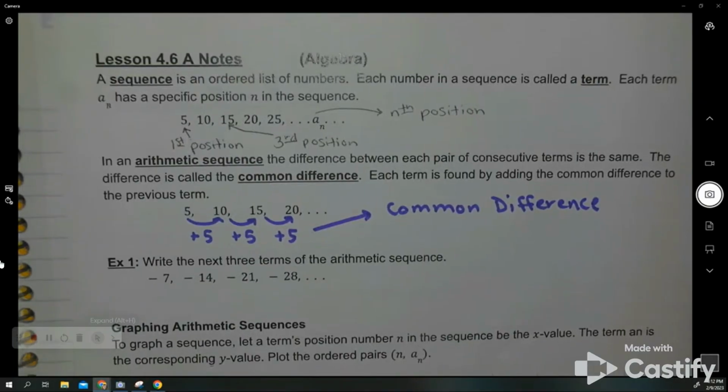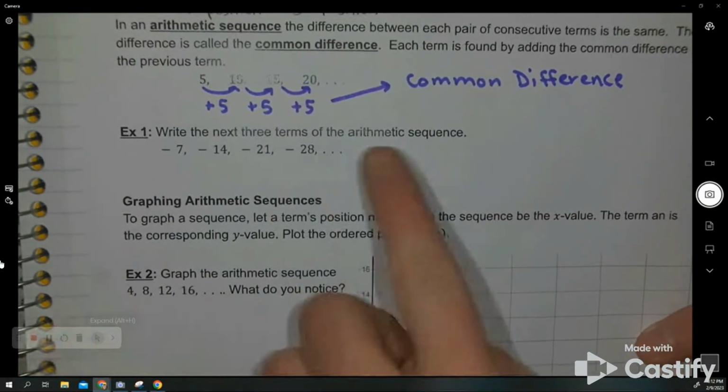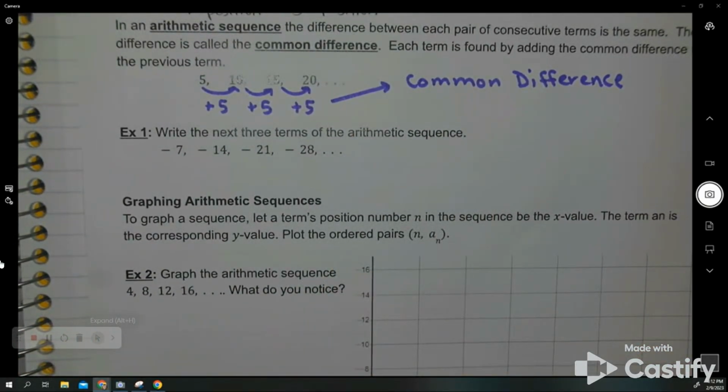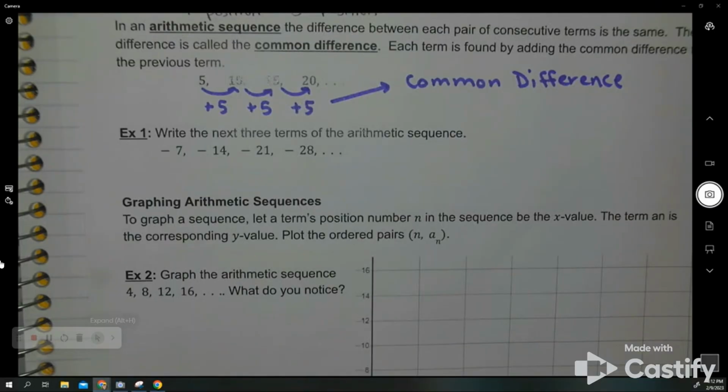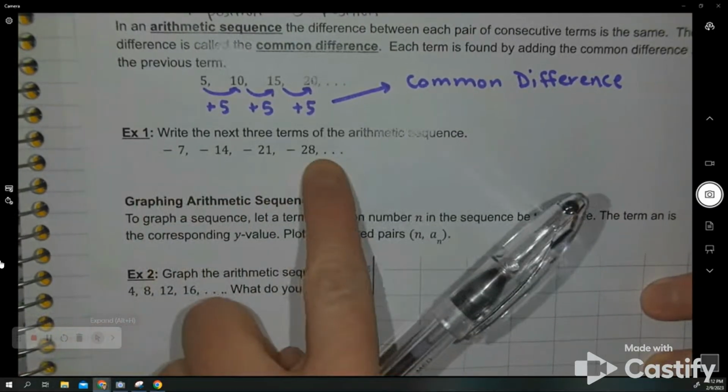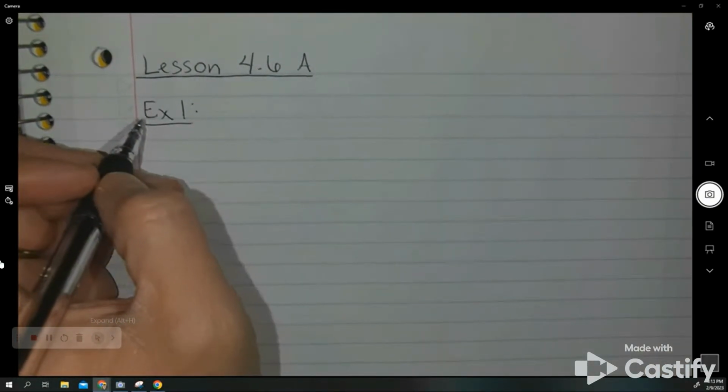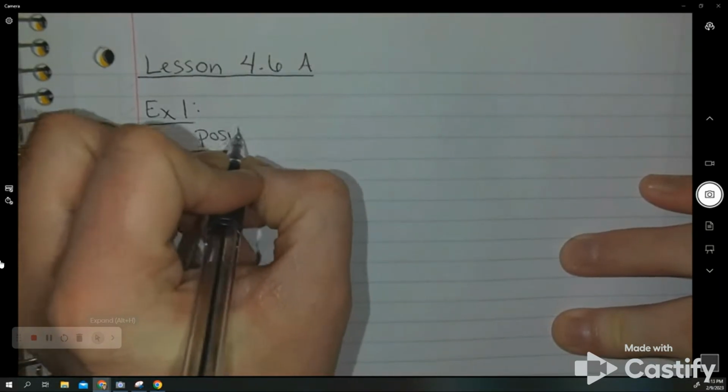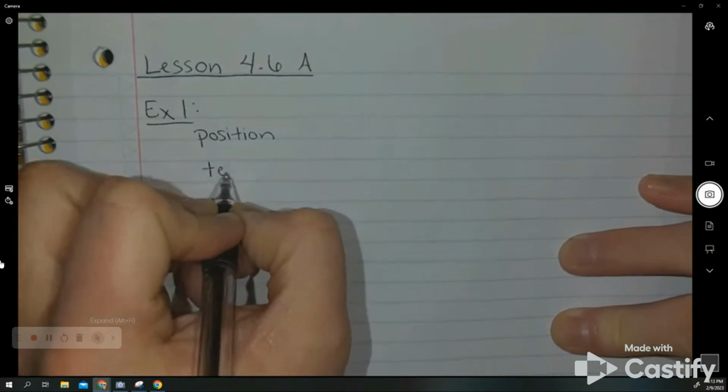So we're going to look at example 1, and in example 1, we're given a sequence. It's telling us that it's an arithmetic sequence, and we're going to figure out what the next 3 terms are in this sequence. I'm going to take these numbers and put them into a table so I can organize my thoughts. These are going to be my terms, and then the position that they're in is going to be another row on my table. So example 1, we have position, and then we have our term.